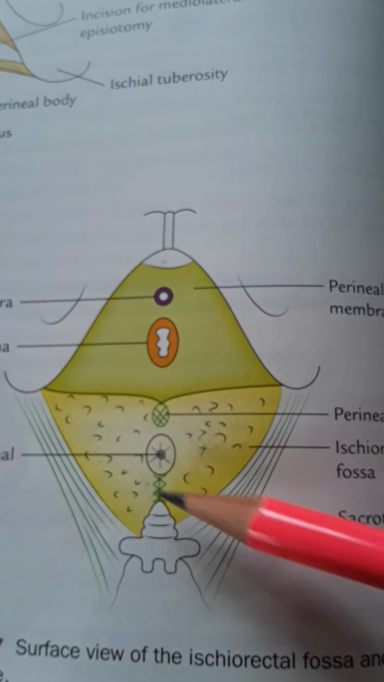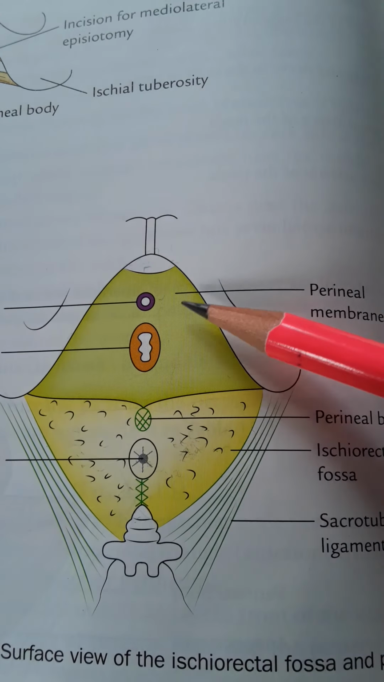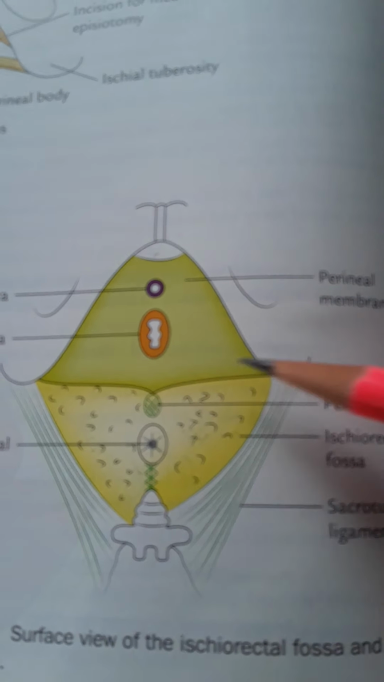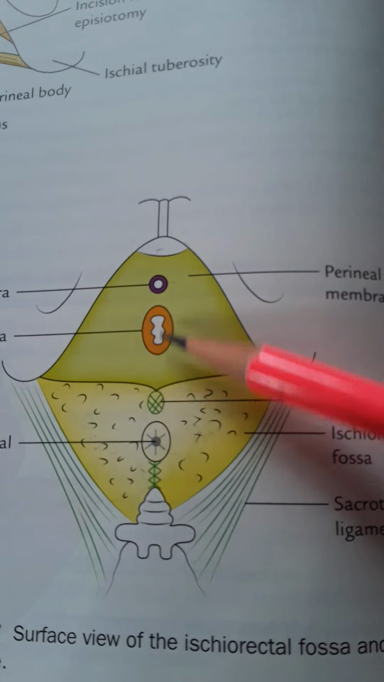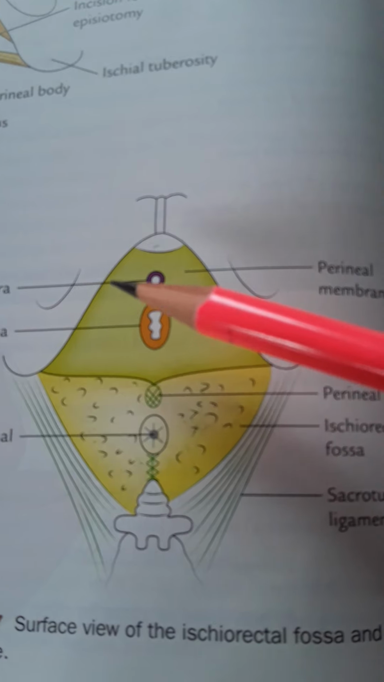The pelvic outlet is divided into two triangular areas. It's a diamond-shaped space divided into two triangular areas by an imaginary line connecting the two ischial tuberosities. The anterior triangular area is called the urogenital triangle. The posterior triangular area is called the anal triangle.